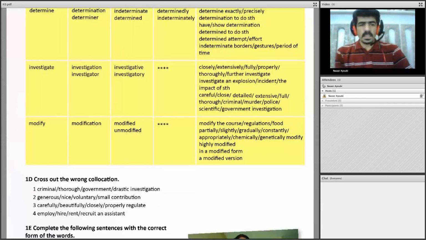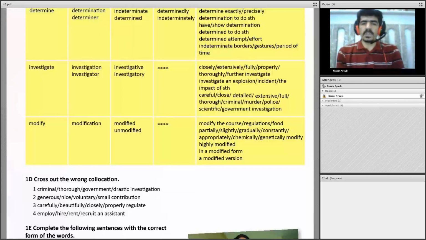And the last word in the list is modify. Modify means to change or making changes for improvements. Modification, modified, unmodified. Modify the course, modify the regulations, modify the food. Partially modify, slightly modify, gradually modify, constantly modify, appropriately modify, chemically modify, and genetically modify.